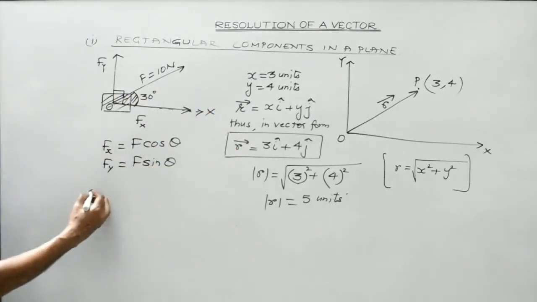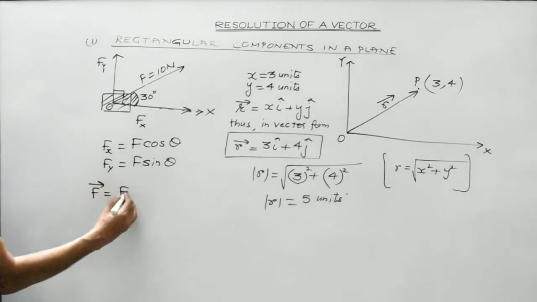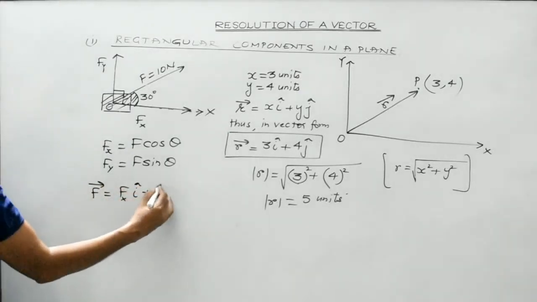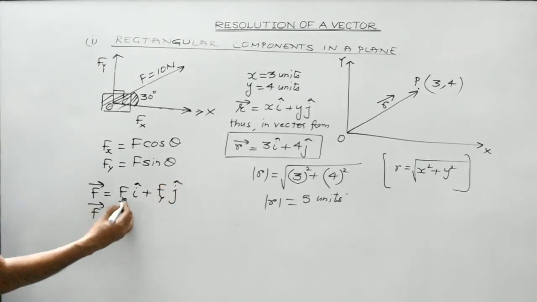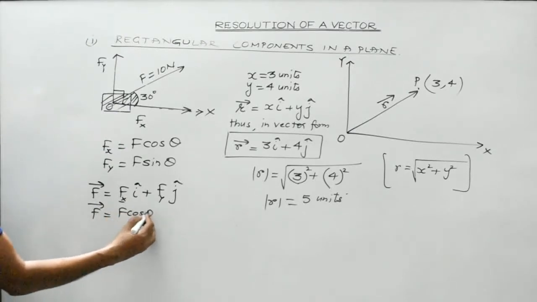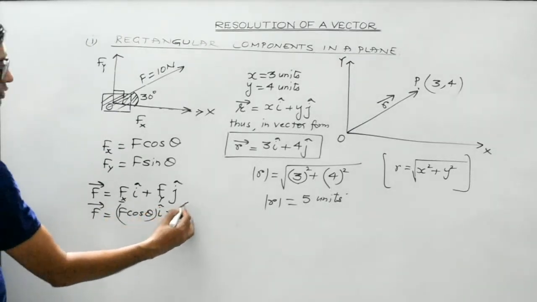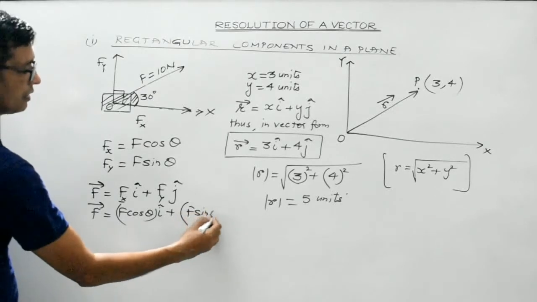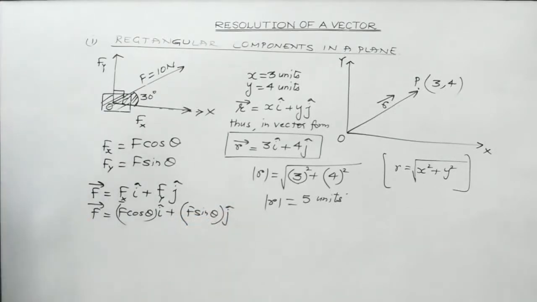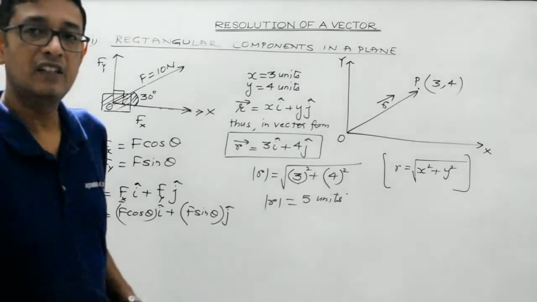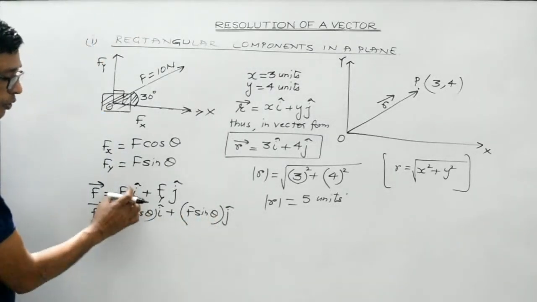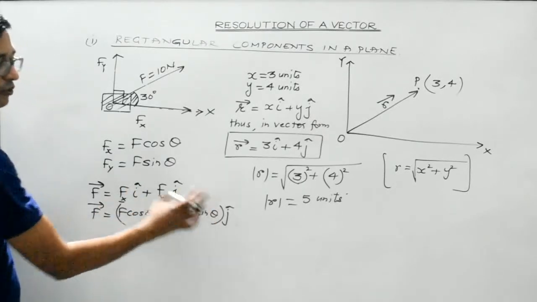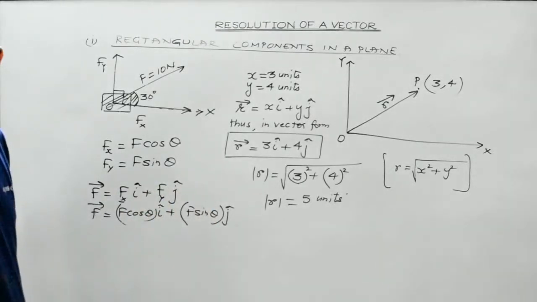And in the vector form, F vector would be written as Fx i cap plus Fy j cap. So basically, Fx is F cos theta, i cap, you can write it like this also. Fy is F sin theta, and over here j cap. This is the correct way of writing in vector form. This, as I told you students, is the horizontal component of force and this is the vertical component of force, Fy. Right? Now let's find the magnitude of the components.